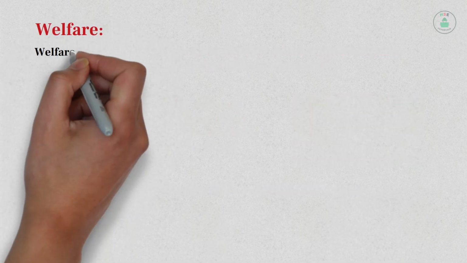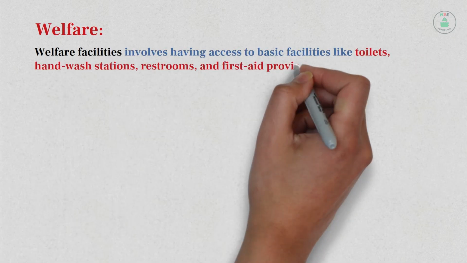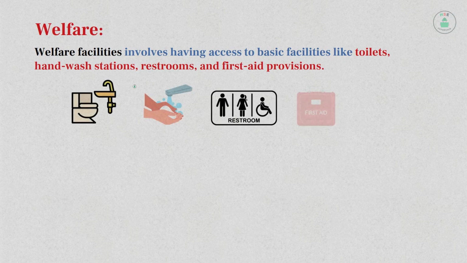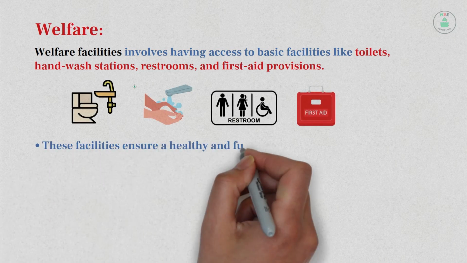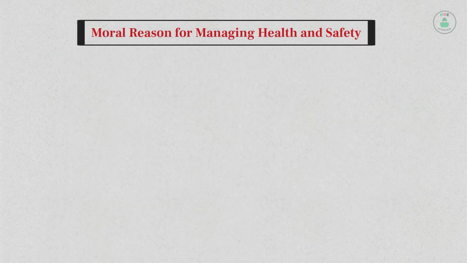What is welfare? Welfare facilities involve having access to basic facilities like toilets, hand wash stations, restrooms, and first aid provisions. These facilities ensure a healthy and functional work environment. The moral reason for managing health and safety.